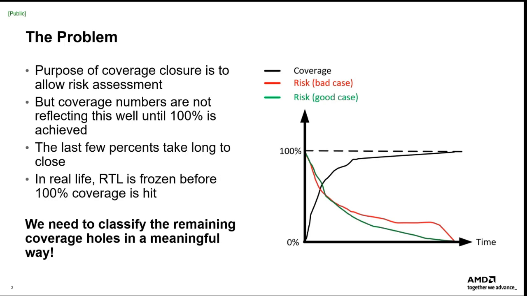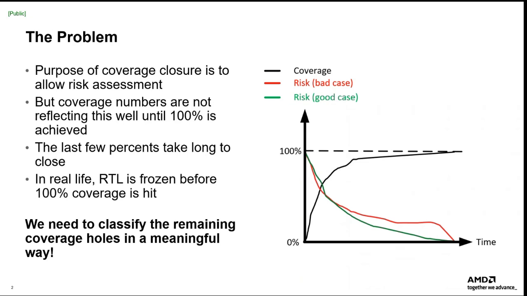The reason for that is that the risk doesn't go down proportionally with the increase in the coverage numbers, because the risk is actually hidden in the things you haven't covered yet. And in order to hit the 100%, the last few percent take very long to close. If you concentrate too much on the coverage numbers themselves, you run the risk that verification engineers, who are usually clever people, go for the low-hanging fruit.